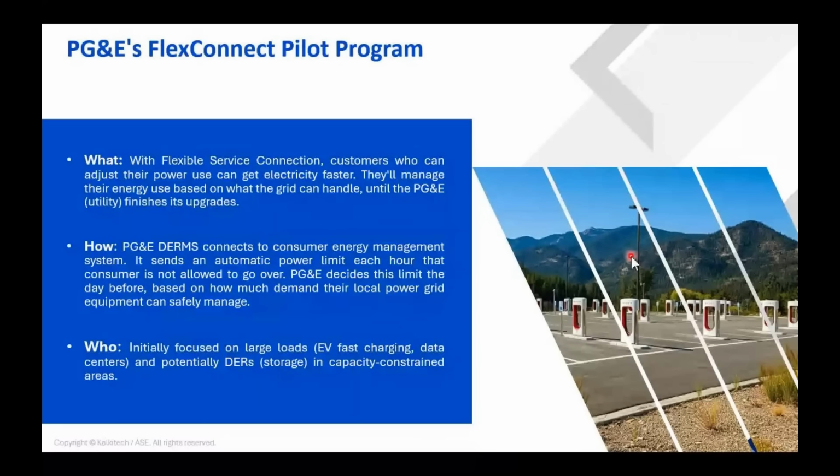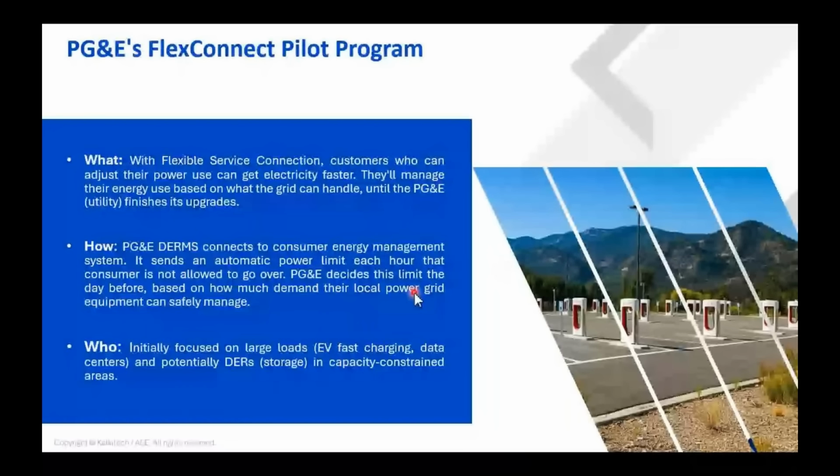So first of all, what is FlexConnect? Essentially, it is a pathway for customers who can adjust their power usage to get connected to the grid much faster. Instead of waiting potentially years for grid upgrades, they actively manage their energy use based on what the grid can handle at specific times. This allows them to operate while PG&E completes the needed long-term improvements in the grid.